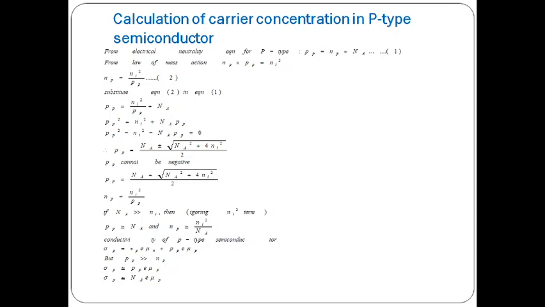But we know in a p-type semiconductor, the concentration of holes is much greater than the concentration of electrons. That means the majority of the charge carriers are holes. By neglecting the Np term, we can write sigma p equals Pp into e mu p. And we know the concentration of holes is almost equal to the concentration of acceptors. That means sigma p equals Na e mu p.